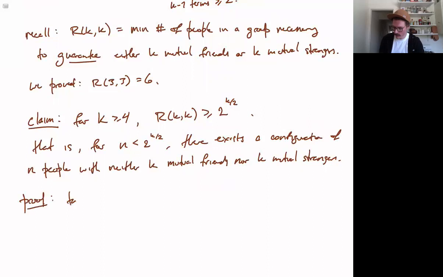So, proof. Take n people, where n is less than 2 to the k over 2. And we're going to randomly decide whether each pair is friends or strangers.